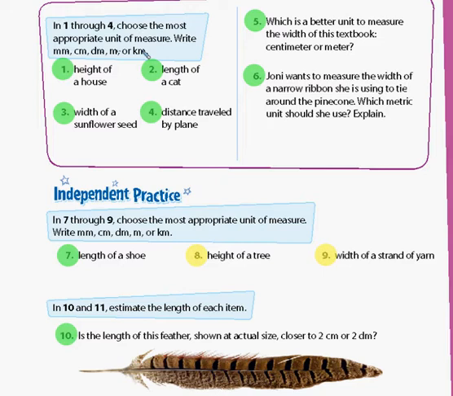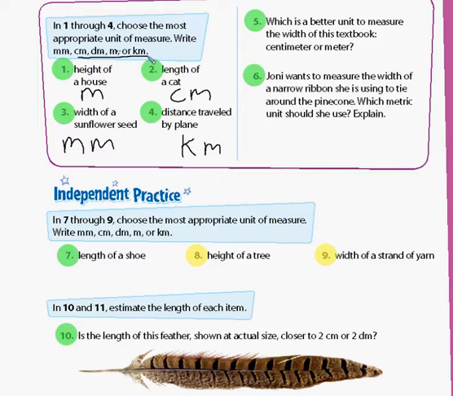So if we're doing the height of a house, we're going to do the height of a house in meters. Okay, if you're doing the length of a cat, it would be centimeters. The width of a sunflower seed is going to be millimeters. And the distance an airplane travels, I put millimeters right there. The distance an airplane travels is going to be kilometers. That's how you abbreviate each, just like up here.